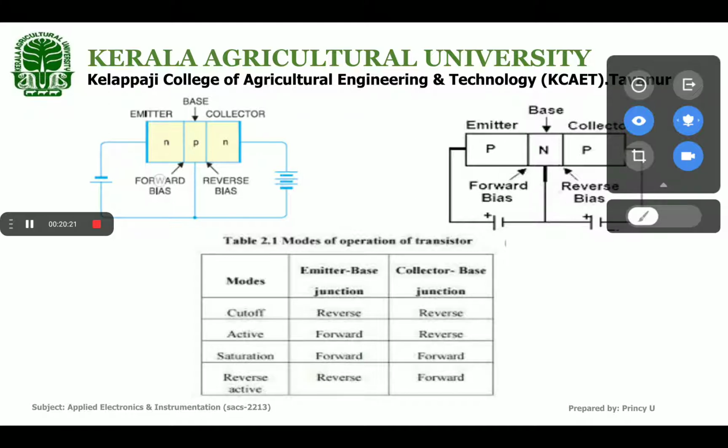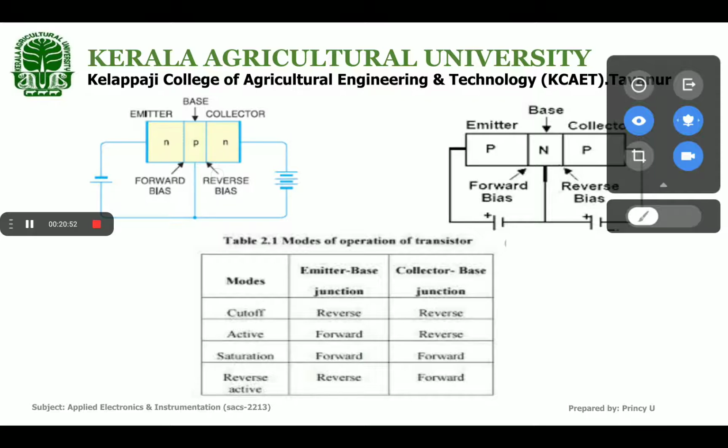Just consider this emitter base junction in an NPN transistor. Just assume there is no emitter current flowing to the base. That means the base current is 0. But here you know that this junction is reverse biased, so there is no current flow to the collector circuit. So practically no current would flow in the collector circuit because of this reverse bias.